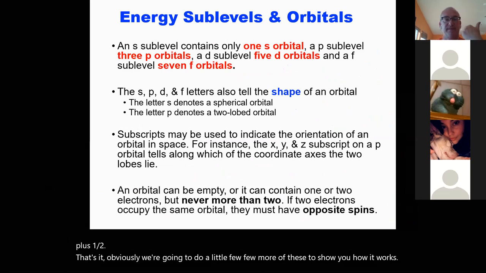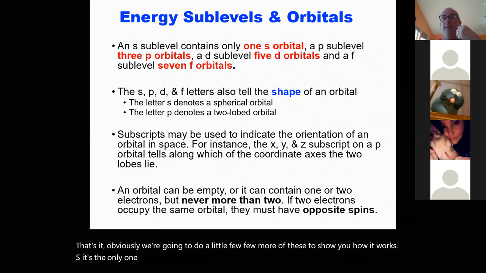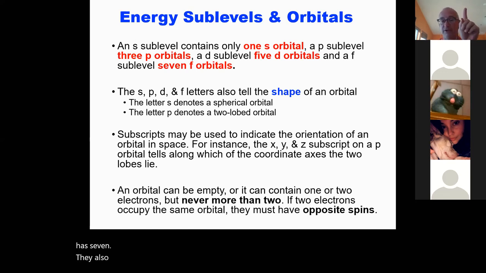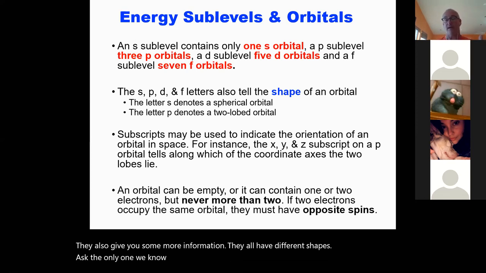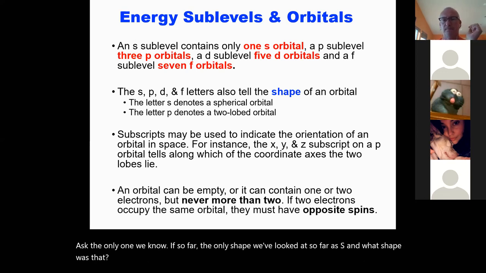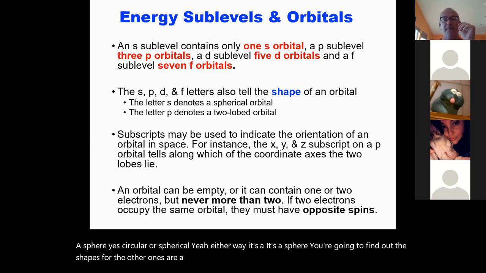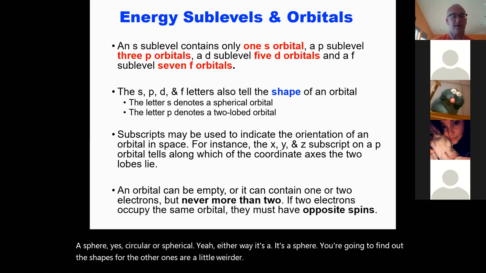So S has only one orbital in it. P sublevel has 3, as we mentioned before. D has 5, and F has 7. They also give you some more information. They all have different shapes. The only shape we've looked at so far is S. What shape was that? You remember what shape it was? It even starts with S. Circular. Sphere. Yeah, circular or spherical, either way. It's a sphere. You're going to find out the shapes for the other ones are a little weirder. So S is a spherical shape.